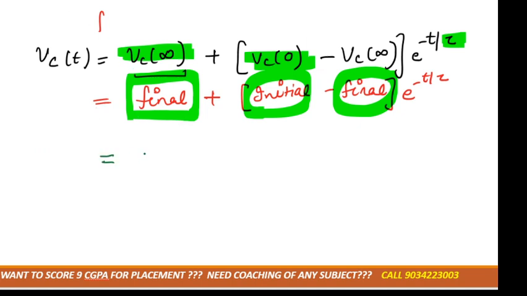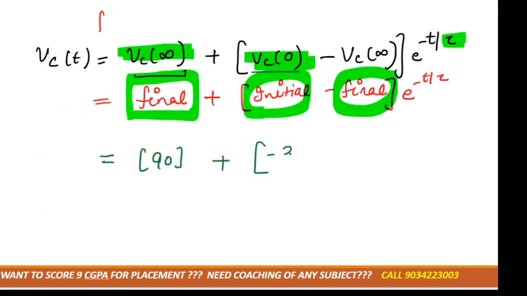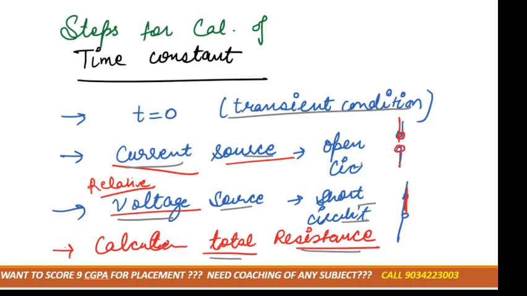Now we can put down the values also here. V infinity we got it as how much? 90 plus V of 0, how much we got it? Minus 30. Okay, I told you put minus 30 as it is. Minus 30, then minus 90 e raised to power minus t by tau. We need to calculate time constant, that is equal to tau. Remember I told you the steps for the calculation of time constant.